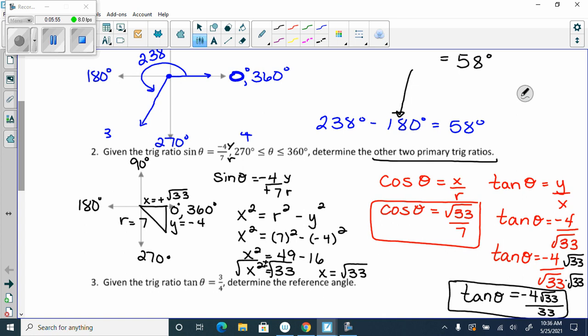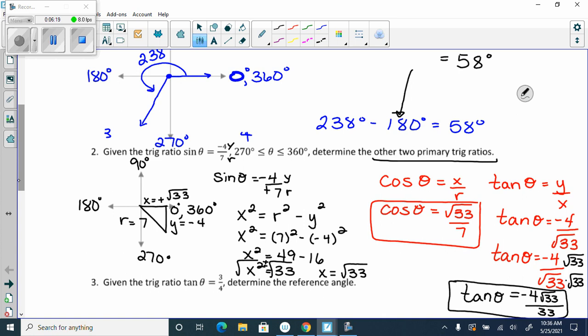Does that make sense? The hardest part of these questions is reading it and knowing what the heck you need to do, right? So in this case, if I give you a trig ratio and I ask you for the other trig ratios, you need to draw a triangle and find the third side immediately, okay? When you're given a trig ratio, ask for the other trig ratios, draw your triangle, find your third side.